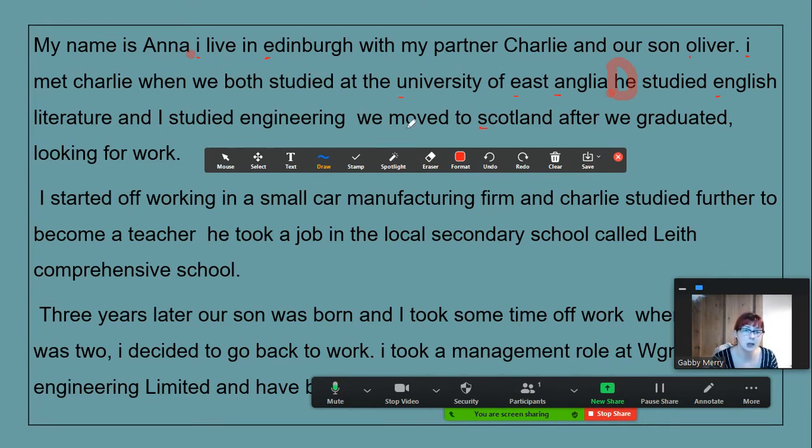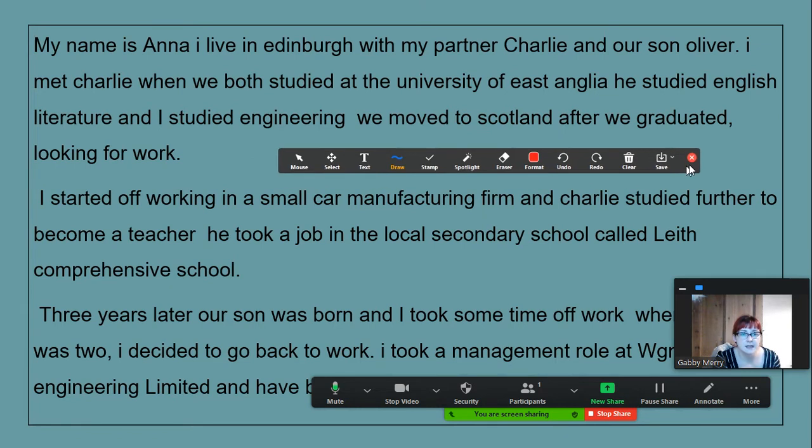We don't need to glue it onto this bit about Scotland. Let's put a full stop in there and a capital letter here. We moved to Scotland after we graduated looking for work. That also now makes a bit more sense, that it's not glued onto everything else. So what we need to do, we need to be careful. We need to be proofreading in this way.